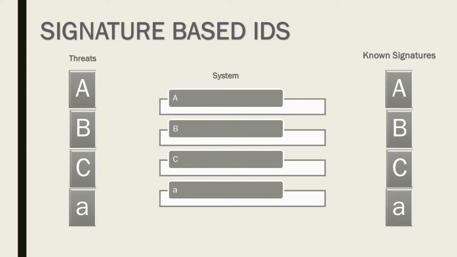After A gets added as a signature, the attacker will change the way of attacking, and will use small a. Now when small a comes into play, again the system will check it against the signatures, and it will place that a into the signatures.